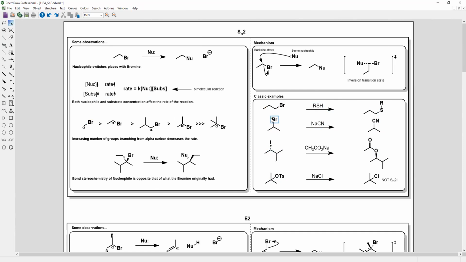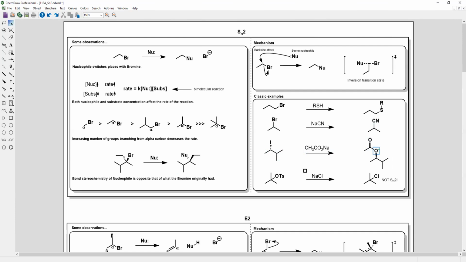Same thing with secondary. On a secondary substrate, even though there is a little bit of bulk on that center there, right? Something like a CN minus can go ahead and still engage in an SN2 attack, right? This one's really an important one, right? The fact that a dashed iodine, so if the bond is a dash here, right? After the reaction with CO2 minus, which is this whole group here, it becomes a wedge. Okay, it becomes a wedge.